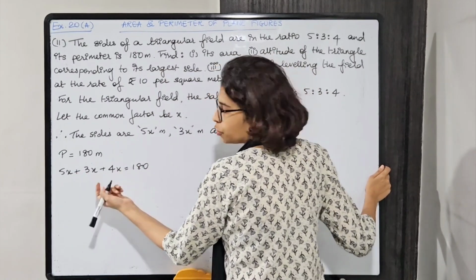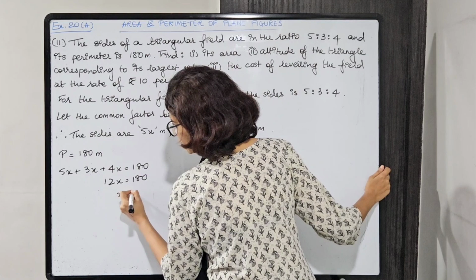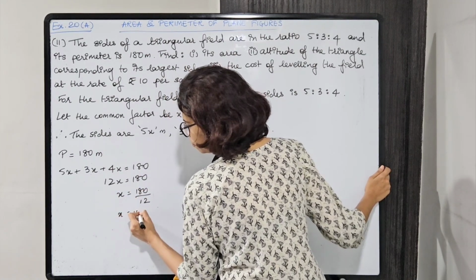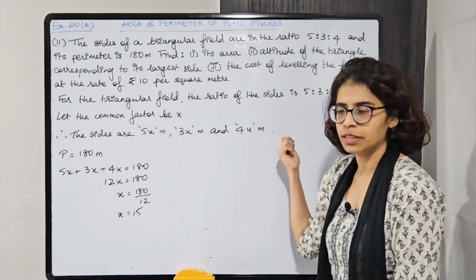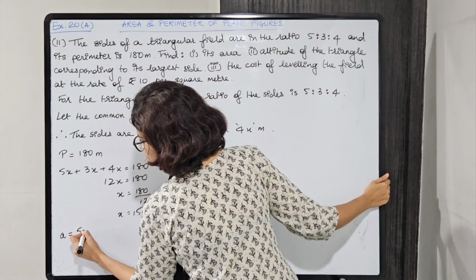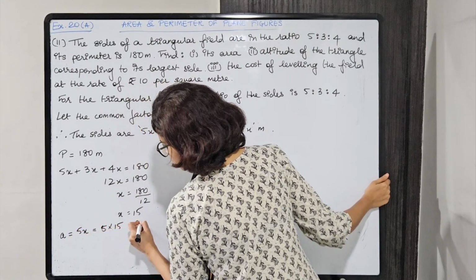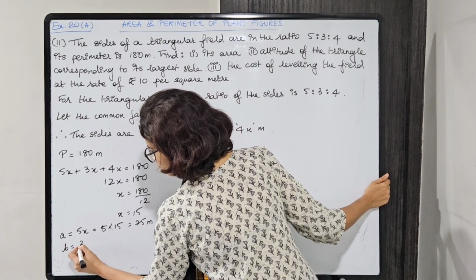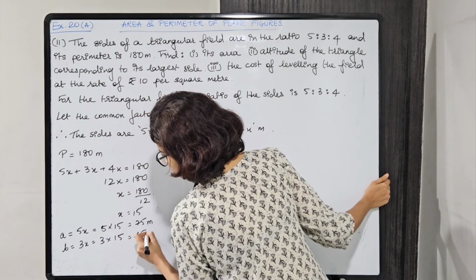8 plus 4, 12. X is equal to 180 by 12, so that will give 15. X मिल गया, अब sides find out करते हैं. So A is equal to 5x, which is 5 into 15, 75 meter. B is equal to 3x, which is 3 into 15, 45 meter.